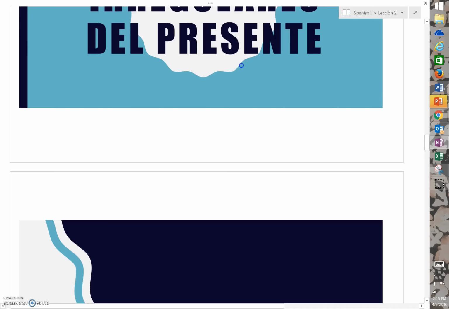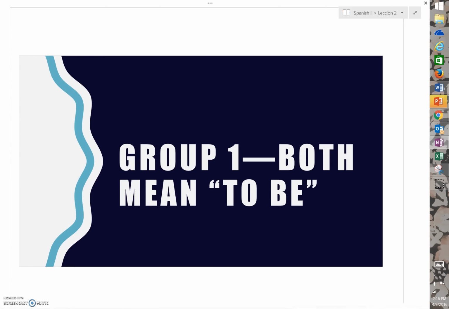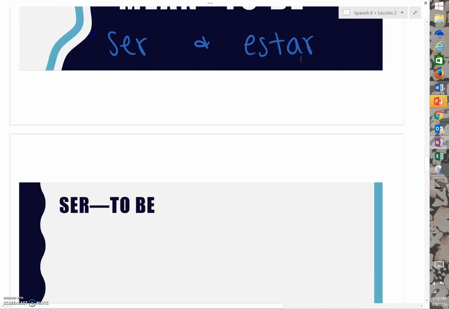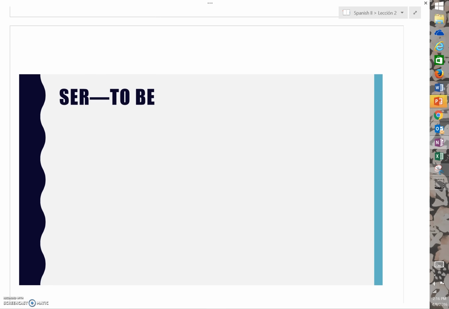The first group are the verbs that mean to be. What are the verbs that mean to be? If you said ser and estar, you are 100% correct. We're going to talk about how we conjugate them, and then we'll talk about the differences in meaning. So, what makes verbs irregular? When I say a verb is irregular, that means that it does not follow the same conjugation pattern as the AR, ER, and IR verb endings.